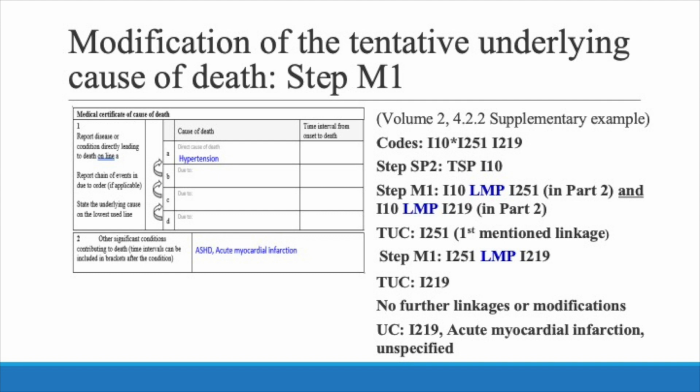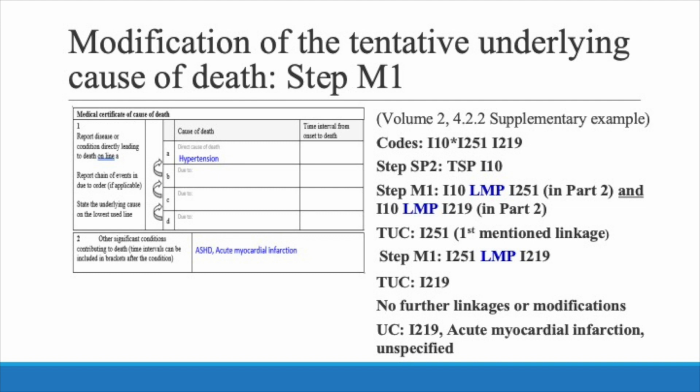Referring to the special instructions for the application of step M1 to a tentative underlying cause of I10, there's a valid linkage with I259, which is in part 2, and I219, also in part 2. We have two valid linkages with conditions in part 2. The instruction is to link with the first mentioned condition. Therefore, by an application of step M1, our new tentative underlying cause for this record is I251. That's the first mentioned linkage.